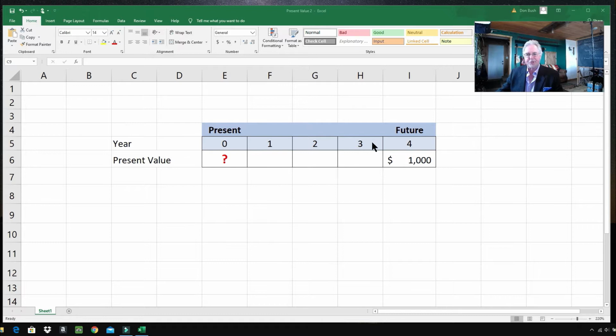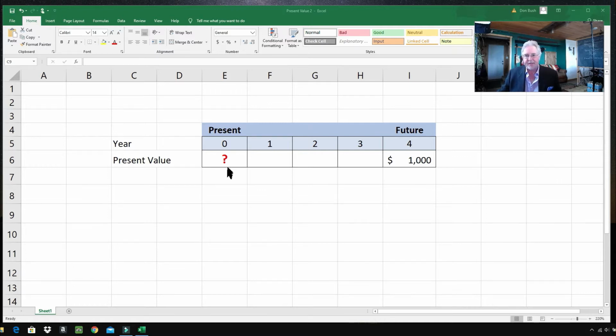I've got a little chart here. We've got 0 for the present, year 1, 2, 3, and 4. So at the end of year 4, we have an opportunity to receive $1,000. If we were an investor with this opportunity to receive $1,000 at the end of year 4, how much would we pay for that opportunity right now?